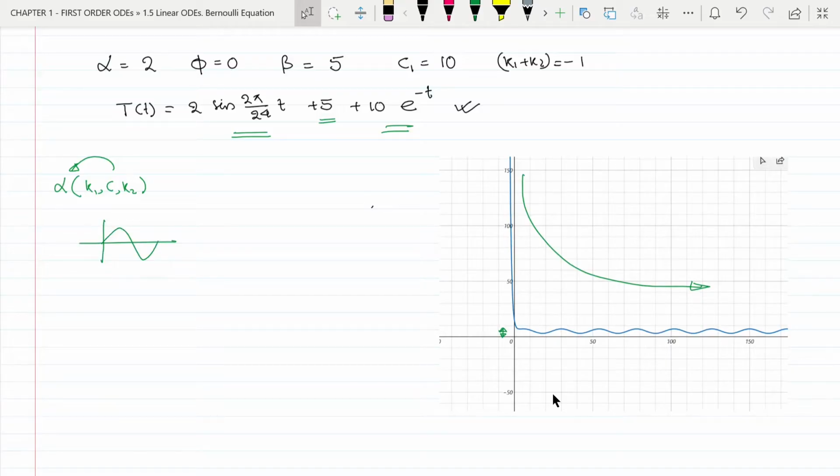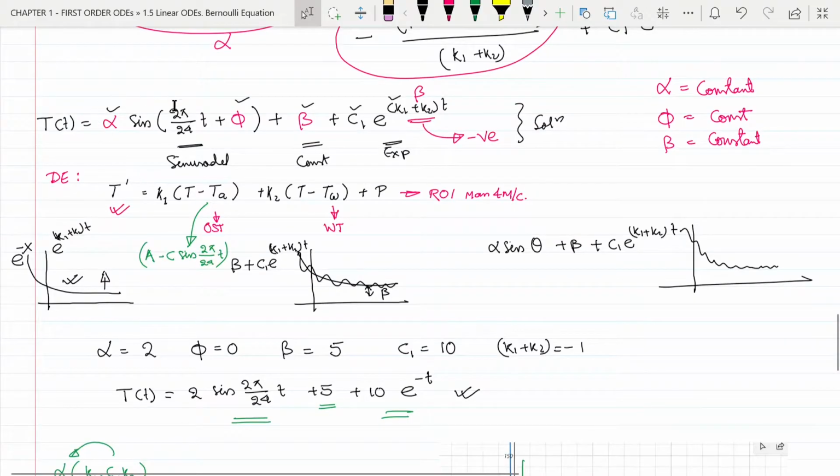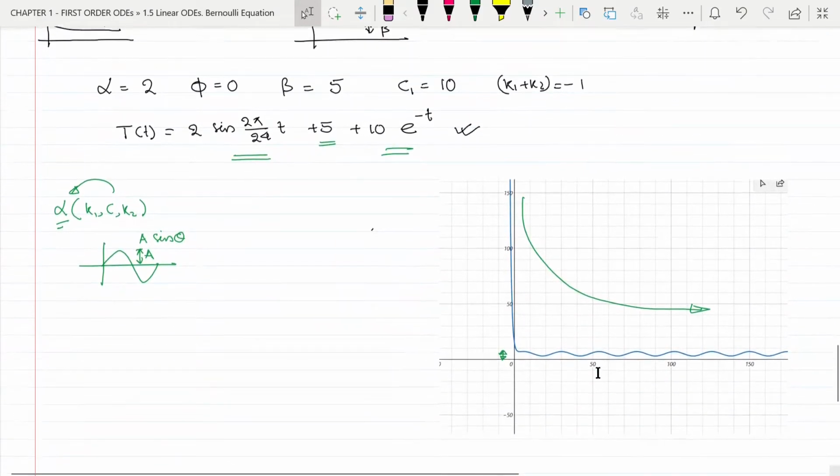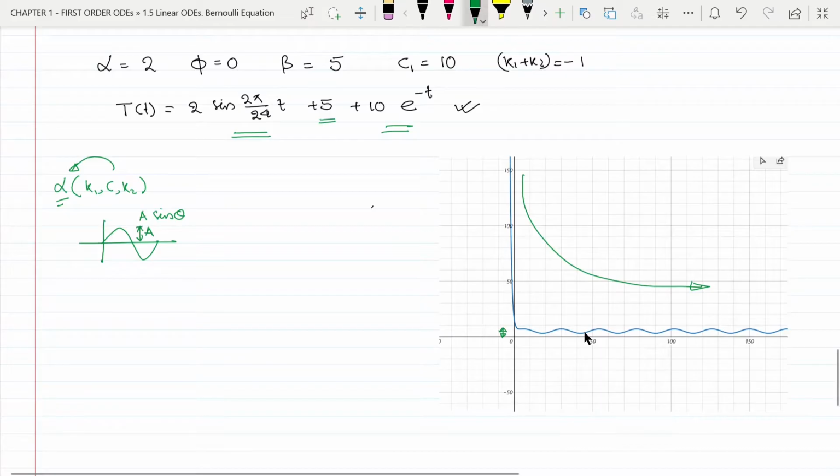We know that in the function a sine theta, this a is the amplitude of this oscillation of the sine wave from the 0 value of y. So this alpha, which is multiplied by this sine term, causes the amplitude of this sine wave. That is how high the sine wave oscillates, that is being decided by alpha, and in return k1, k2 and c. So k1, k2 and c, these three terms decide the amplitude of this oscillation.